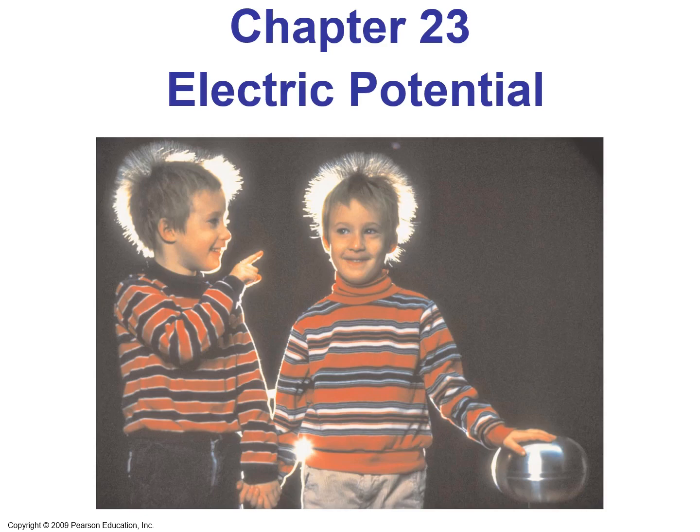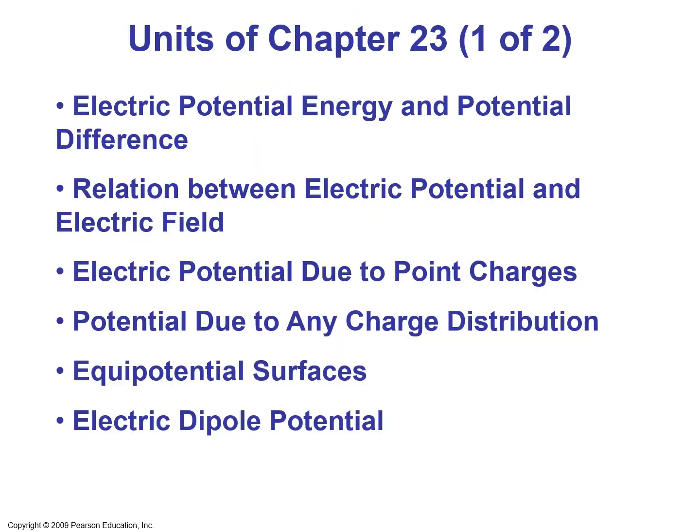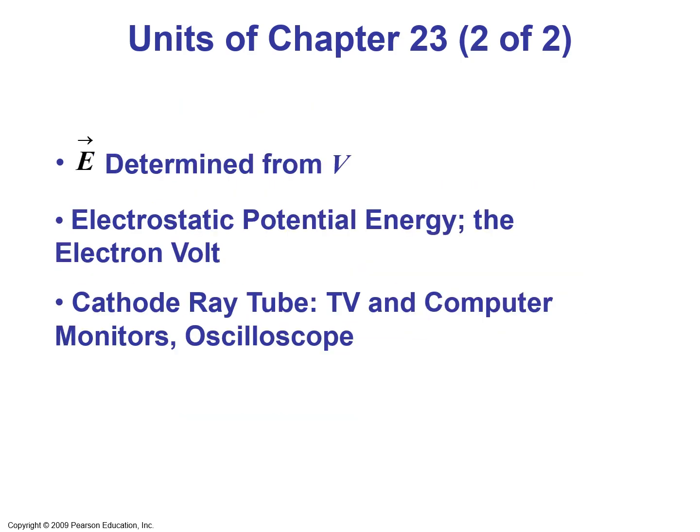Chapter 23: Electric Potential. Units of Chapter 23 include electric potential energy and potential difference, relation between electric potential and electric field, electric potential due to point charges, potential due to any charge distribution, equipotential surfaces, electric dipole potential, electric field E determined from potential V, electrostatic potential energy, the electron volt, cathode ray tube, TV and computer monitors, and oscilloscopes.